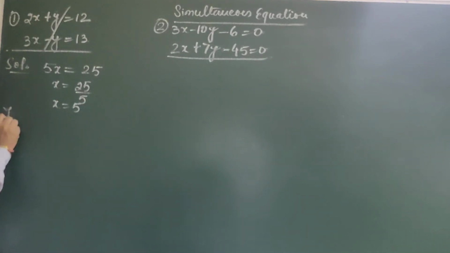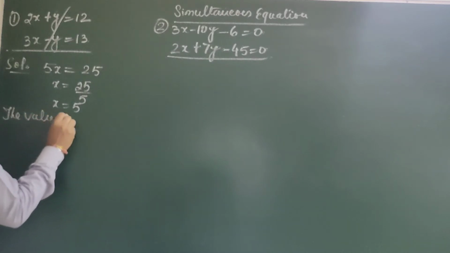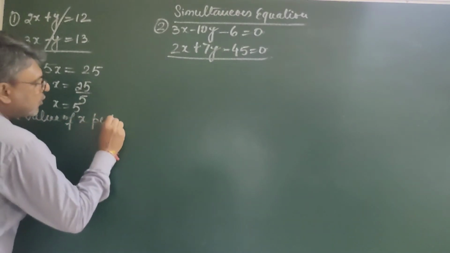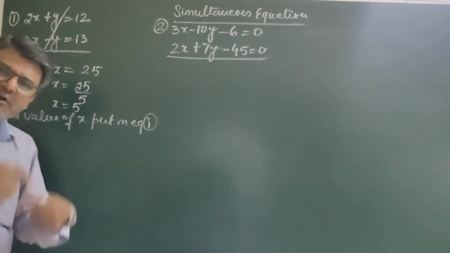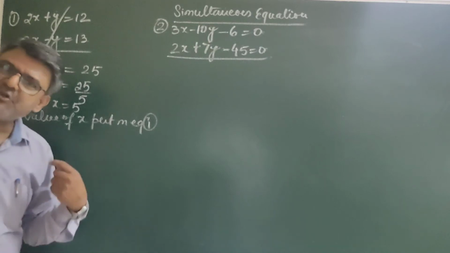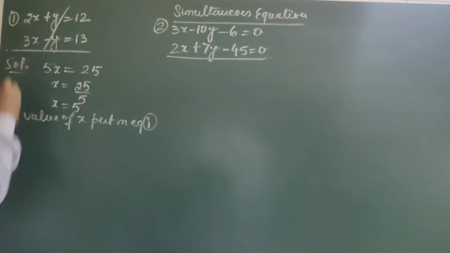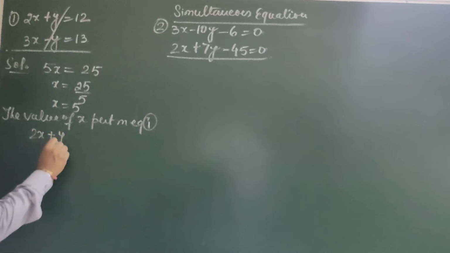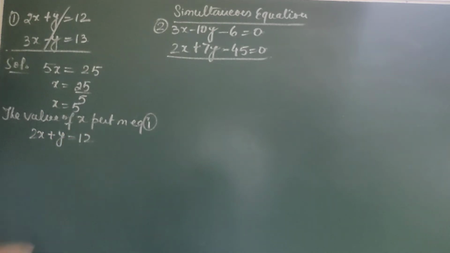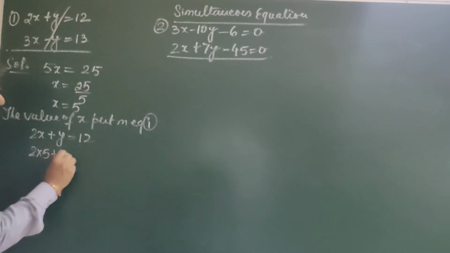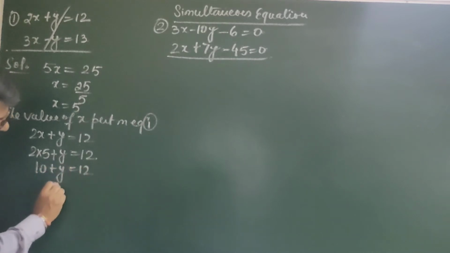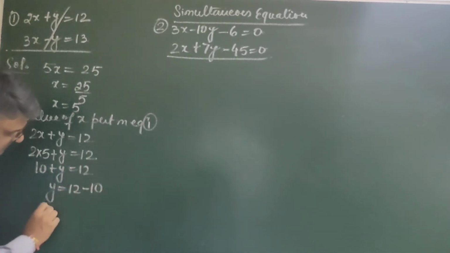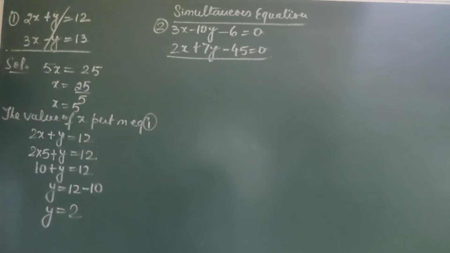Same as before, put the value of x in equation 1. I told you in the last question to put it in both equations 1 and 2. Let's put it in the first. The first equation is 2x plus y equals 12. Now the value of x is 5. Therefore 2 into 5 plus y equals 12. 10 plus y equals 12. y equals 12 minus 10. Now y equals 2.